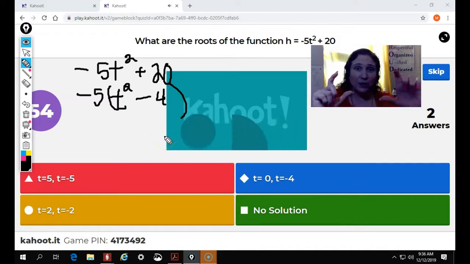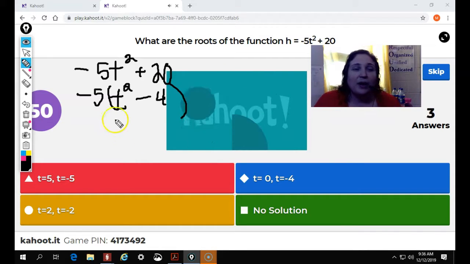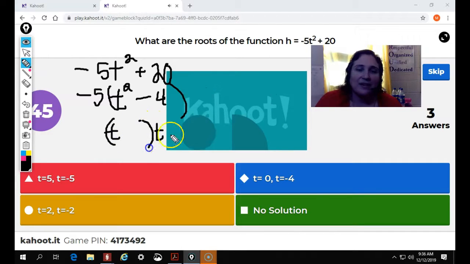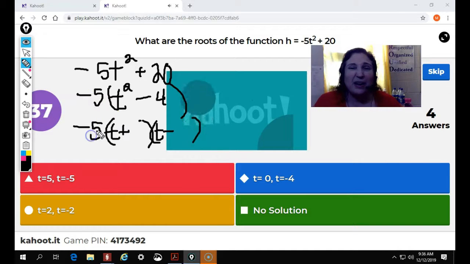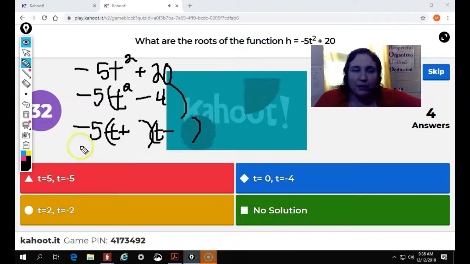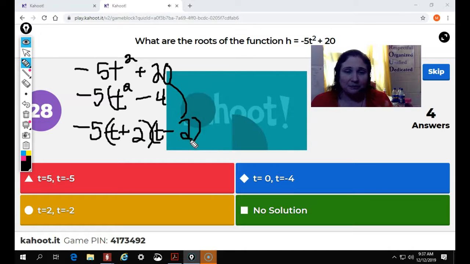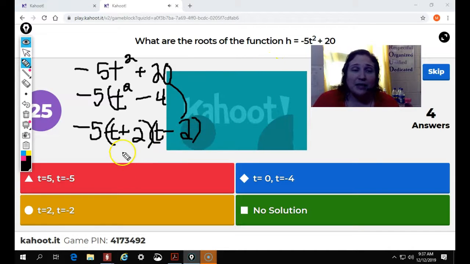Now, I can get t squared minus 4, and I remember there's something called a difference of two squares. So when you have the difference of two squares, you know we're going to have t and t. And then we know one is going to be positive and one is going to be negative. That negative 5 is just taken out into the other thing. Then you have to think about, what is the root of 4? 2. So now we have 2 in both places. So now, how do you get the root?